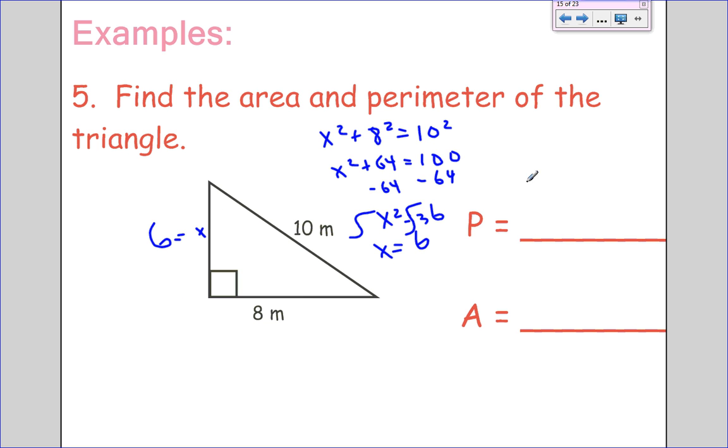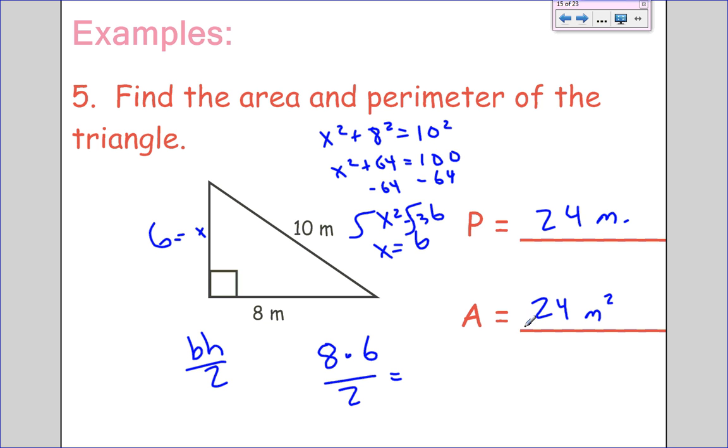Now you add up all the sides, and you get 24 meters for the perimeter. Now the area is base times height over 2. The base is 8, and the height's the 90-degree distance to the base, so it's got to be 6, not 10, because 10 does not make a 90-degree angle. Divide by 2 gives me 24 meters squared. So for a right triangle, you're always going to use the legs as the base and the height.